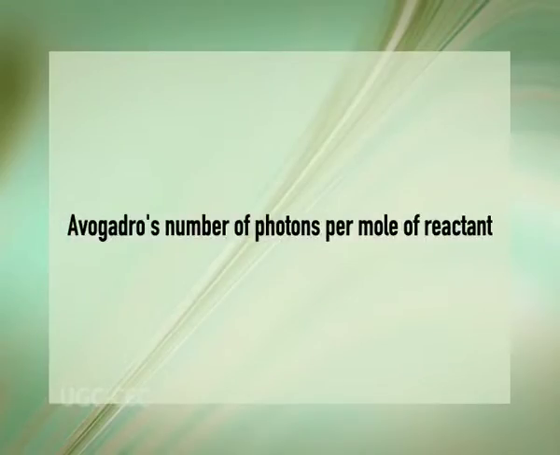In theory, 1 photon of light should be given off for each molecule of reactant. This is equivalent to Avogadro's number of photons per mole of reactant. In actual practice, non-enzymatic reactions seldom exceed 1% quantum efficiency.